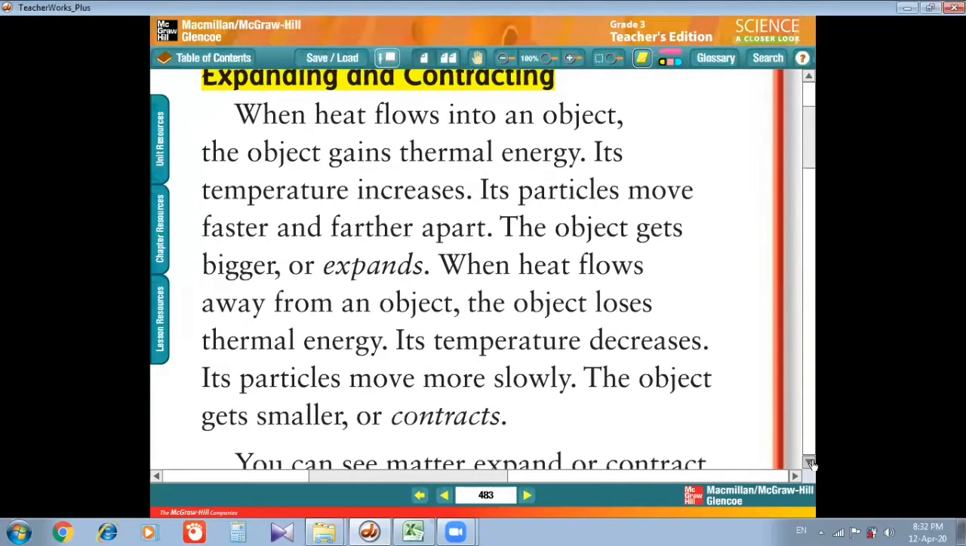So when heat flows into an object, it will expand. When heat is taken out, when heat flows out of an object, it will contract.